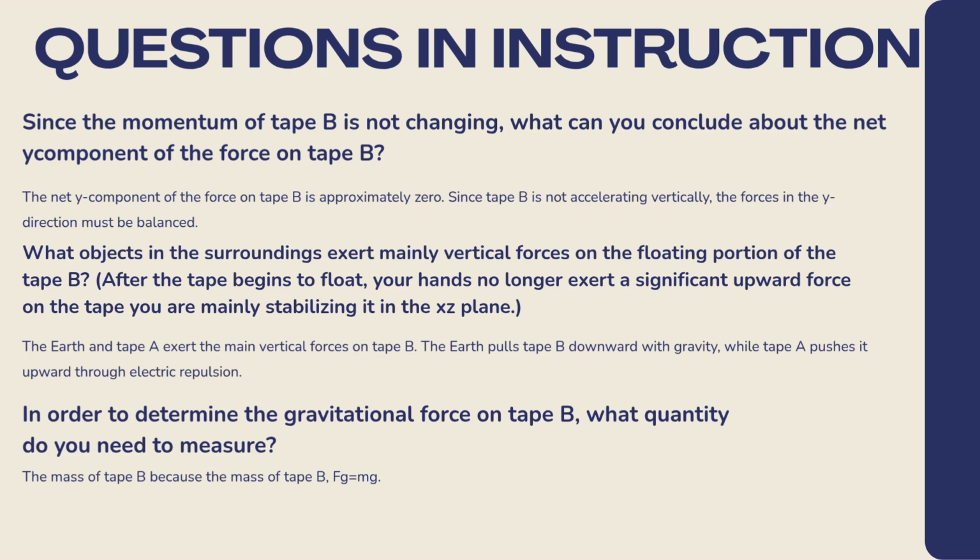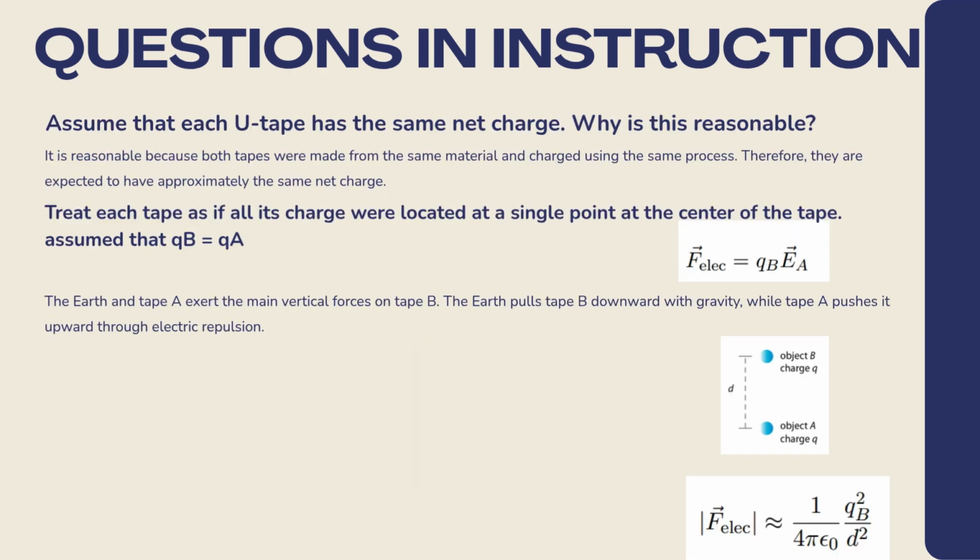Next, we justified our main assumption because both tapes were made from the same material and charged in the same way. We assumed they carried approximately the same net charge. We then modeled each tape as a point charge located at its center. Finally, we used a charged plastic pen to determine the sign of the tape's charge. Since the tape was attracted to the pen, we concluded that it likely carried the opposite type of charge.